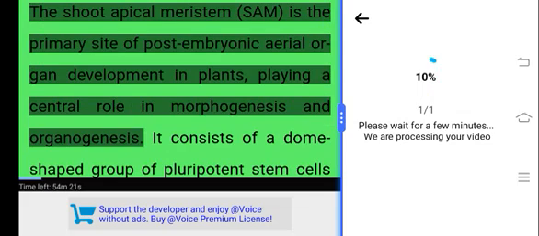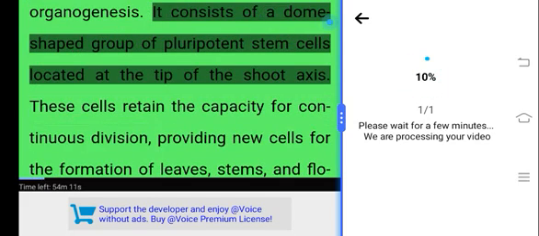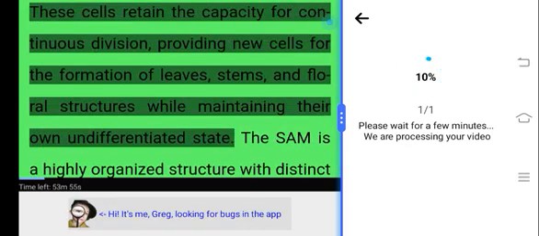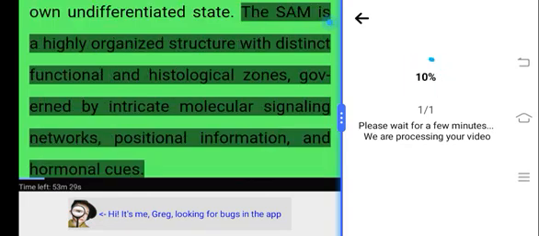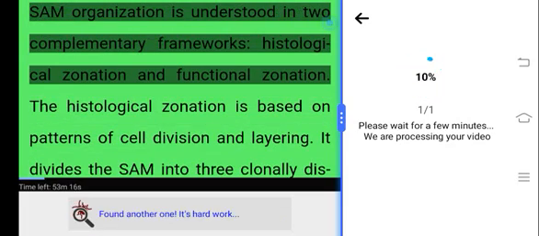The shoot apical meristem, SAM, is the primary site of post-embryonic aerial organ development in plants, playing a central role in morphogenesis and organogenesis. It consists of a dome-shaped group of pluripotent stem cells located at the tip of the shoot. These cells retain the capacity for continuous division, providing new cells for the formation of leaves, stems, and floral structures while maintaining their own undifferentiated state. The SAM is a highly organized structure with distinct functional and histological zones, governed by intricate molecular signaling networks, positional information, and hormonal cues. SAM organization is understood in 2 complementary frameworks: histological zonation and functional zonation.